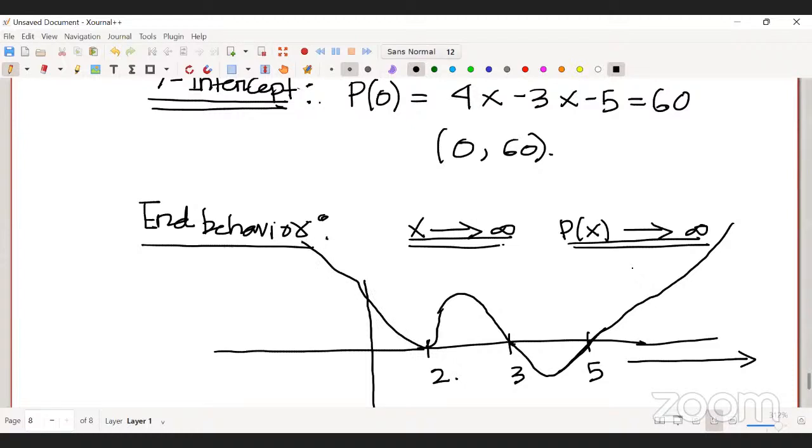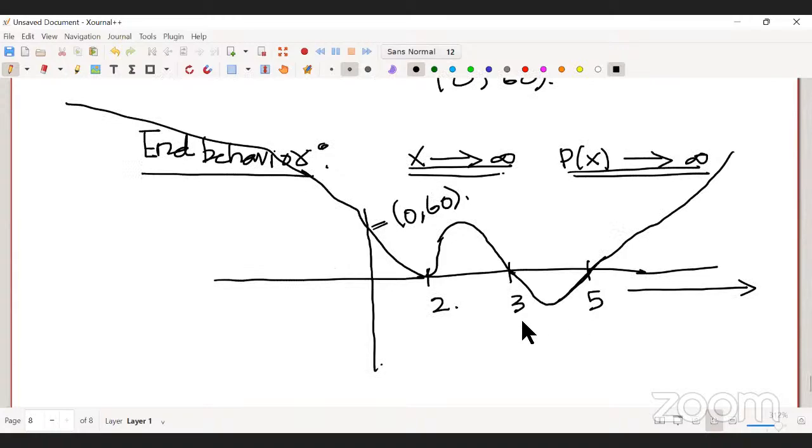And this point is nothing, it's 0, 60. Since the multiplicity of 2 is even, it will bounce back and go like this. So this will be the graph of the polynomial.